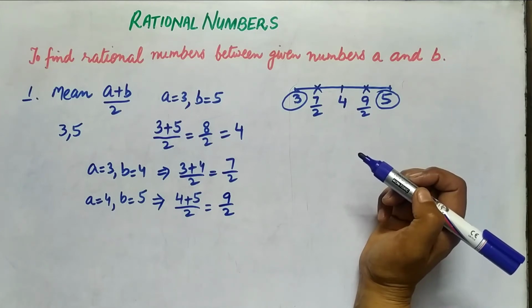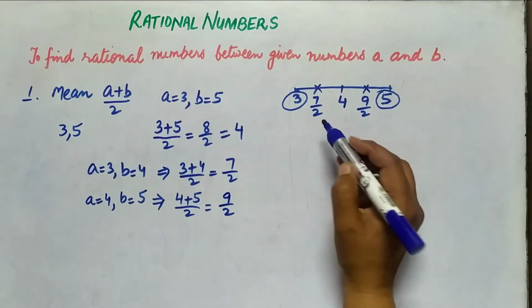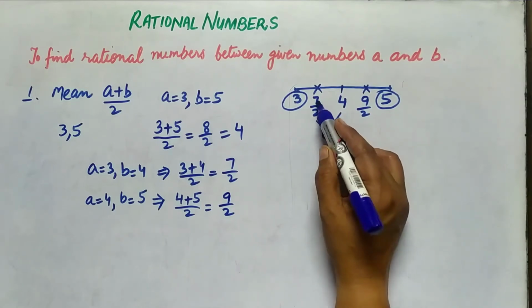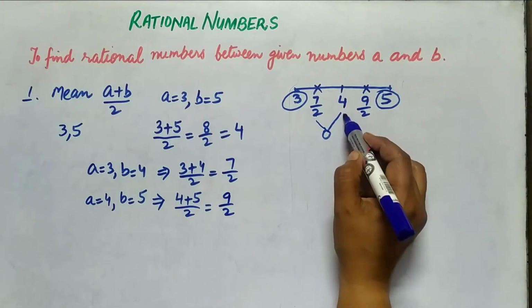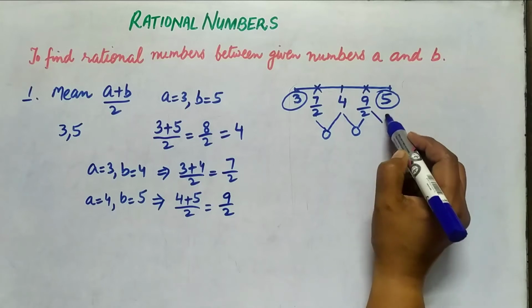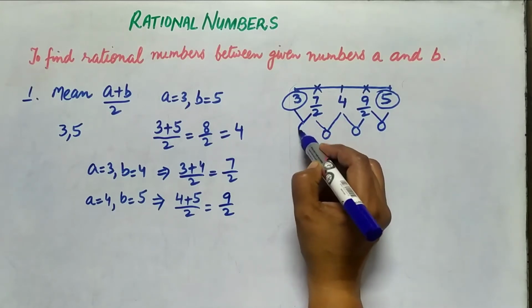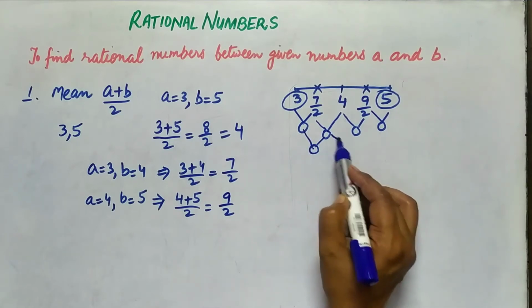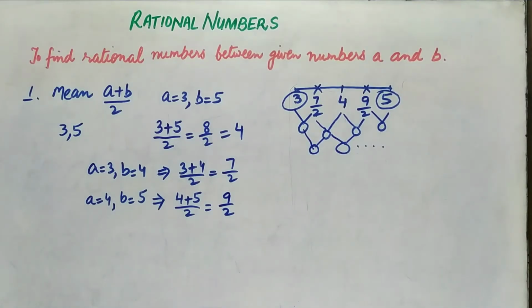If the question says find 5 more numbers, then we can further do the calculations between these two numbers 7 by 2 and 4. It can be between these two, 4 and 9 by 2. It can be here also, here also. So 4 new numbers can be found. Then further here like this, any number of rational numbers we can find. So this method is mean method, the first method to find the rational number between a and b.